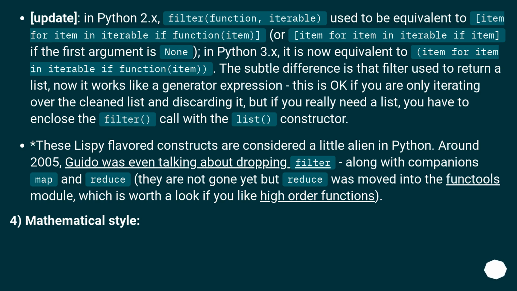These Lispy-flavored constructs are considered a little alien in Python. Around 2005, Guido was even talking about dropping filter, along with companions map and reduce. They are not gone yet, but reduce was moved into the functools module, which is worth a look if you like higher-order functions. 4. Mathematical style.